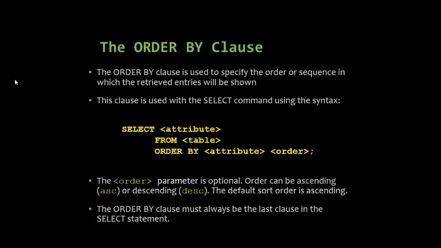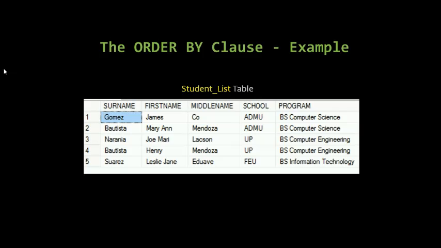If we opt to not include the order parameter in the select statement, the default sort order is always ascending. We have to note that the order by clause must always be the last clause in the select statement. For our example, we will still be using the same table that we used a while ago, named student list.